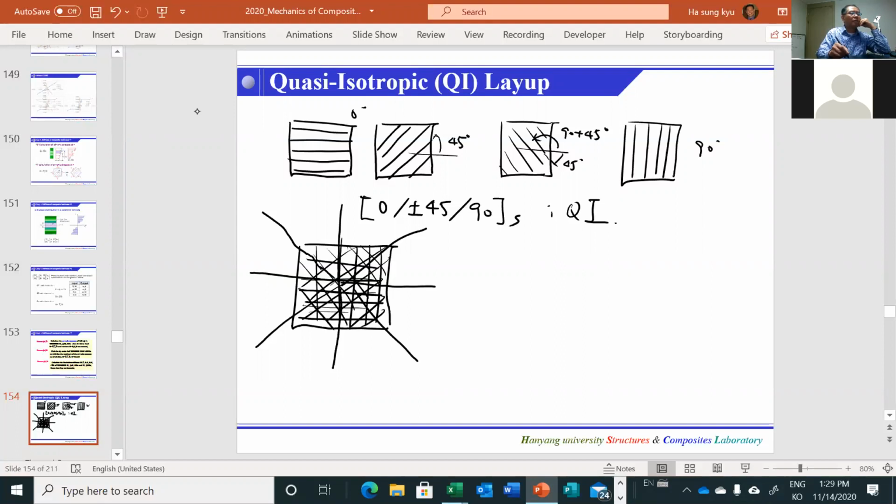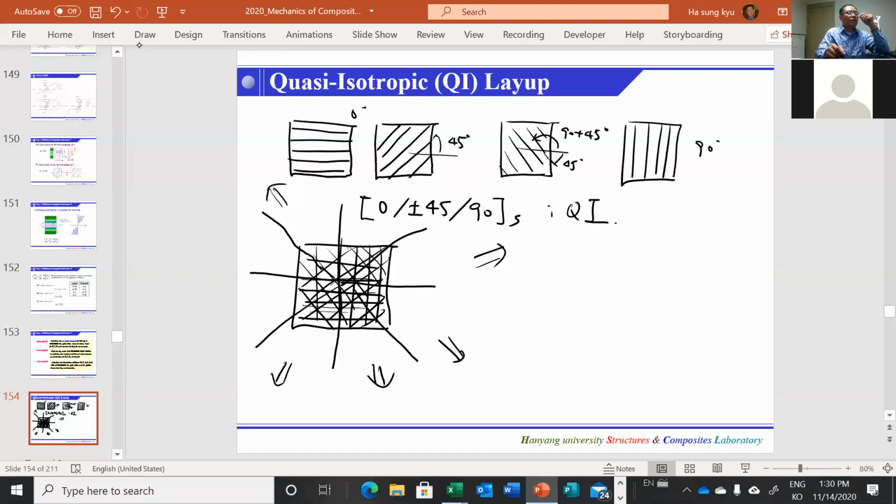So let's say this is equivalent to a certain load. Say any load everywhere, if the load can be applied to here, or here, or here. Let's say we don't know where the load is applied, even bending or something. So the best way for a random or unknown load, we can say, is a quasi-isotropic.